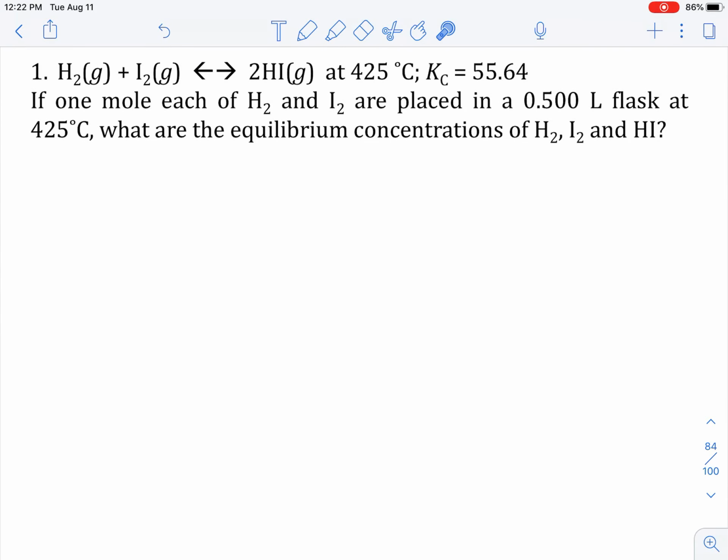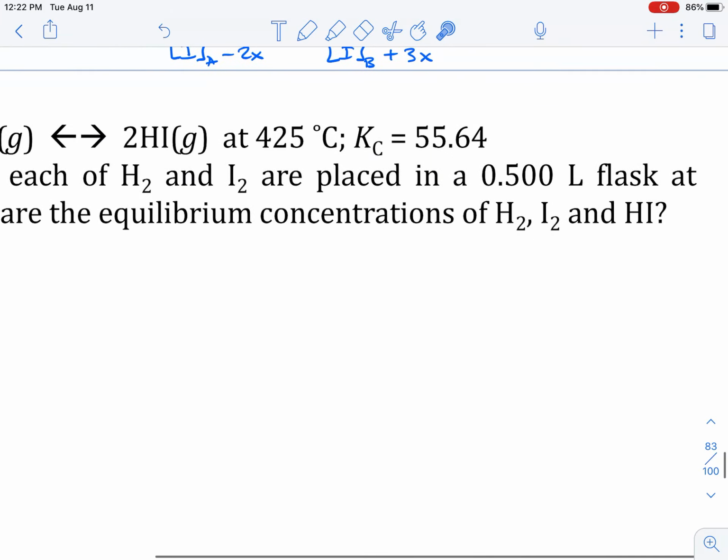All right, so let's go ahead and look at our first problem. Here we have hydrogen gas and iodine gas, and at some point in time, it's going to come to some type of chemical equilibrium with the product hydrogen iodide. And this reaction is happening at 425 degrees Celsius with an equilibrium constant of 55.64.